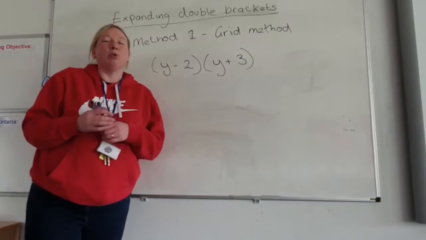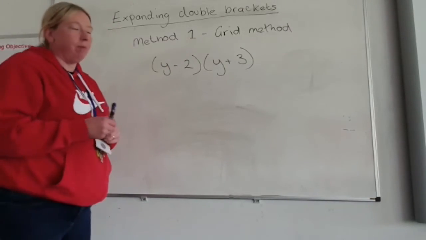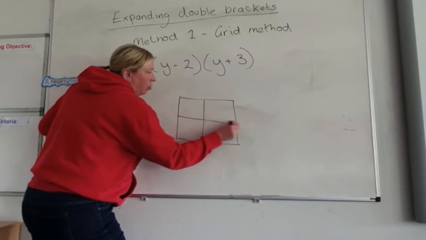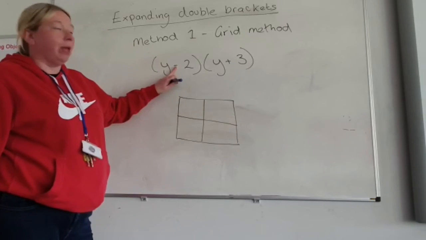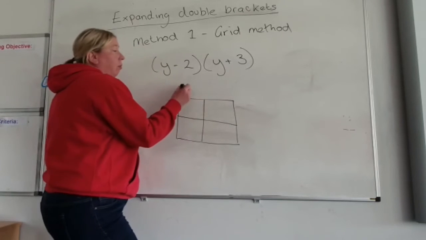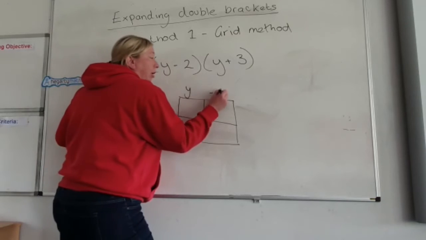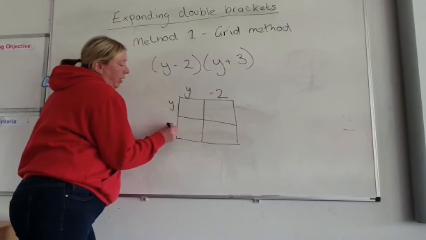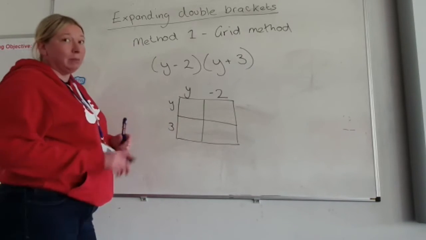Okay, your next example is going to include a negative in the first bracket. So I'm going to start with the grid method. Once again, you draw yourself a grid as you normally would. Now the first bracket does have a negative number in it, so that negative belongs to that 2. Along the top we're going to put a y, but this time instead of writing 2, we're going to put minus 2. And down the side, we're going to keep it as y plus 3. We do not need to put a plus sign in front of the 3 because that is positive.